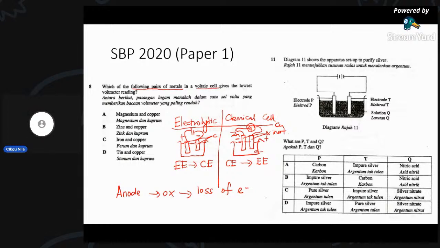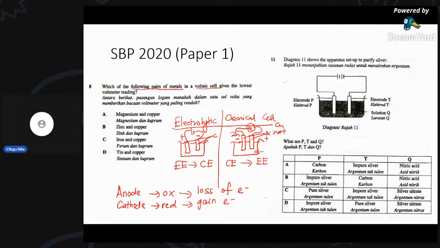So one electrode will lose electrons and another electrode will gain electrons. So the cathode, for both the electrolytic cell and the chemical cell, always undergoes reduction and always gains electrons. So the way that you determine whether it's a positive terminal or a negative terminal, and telling whether it is anode or cathode, is different.